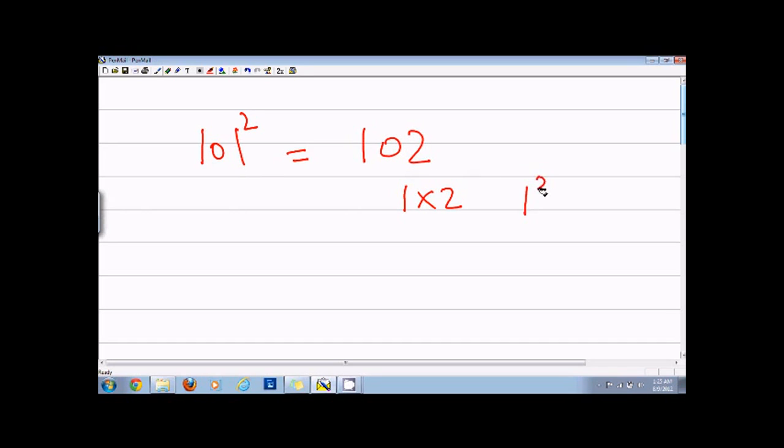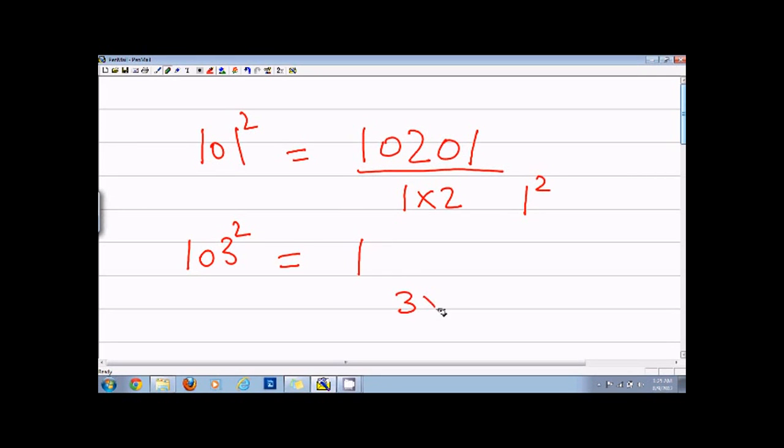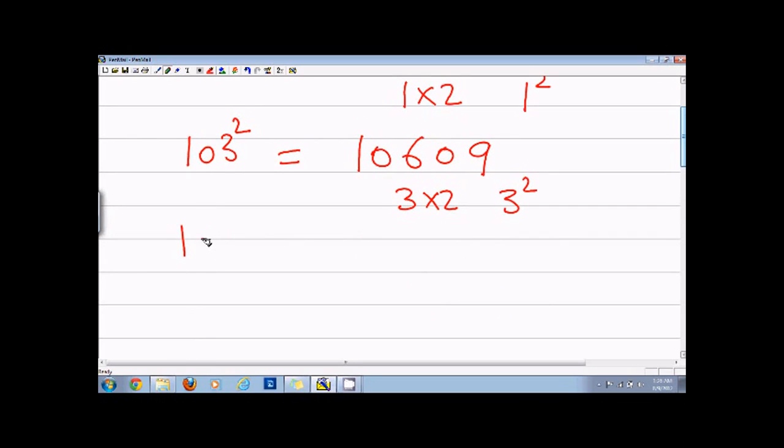So I'll write 10201. Similarly, if I have 103 and I want to take the square of that, I will say 1 and then 3 into 2 is 6, so 106, and then 3 square is 9, so 10609. Similarly, if I have 105, then I'll do 1, so 5 into 2 is 10 and 5 square is 25.